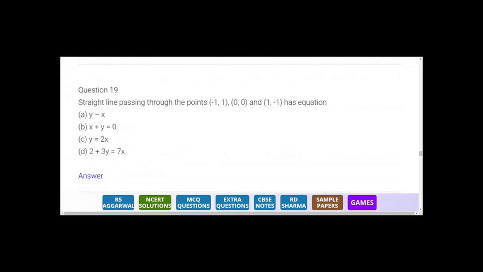Now, Spurti has to answer. Spurti, straight line passing through the minus 1, comma 1, 0, comma 0, 1, comma minus 1 has equation dash. All the 3 coordinates should satisfy the equation. Option B, ma'am. B. Spurti finished.